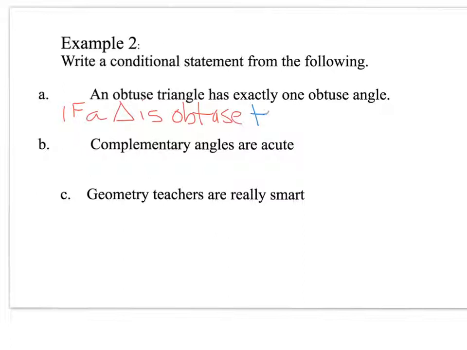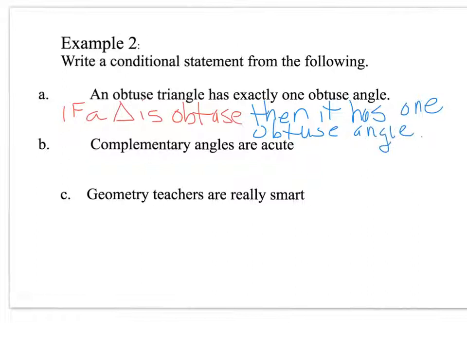then it has one obtuse angle. So the if part is my hypothesis, the then part is it has one obtuse angle. So sometimes you have to reword it a little bit to fit the if and the then in. How about complementaries are acute? So we've got to start with if. I'm going to start back here.